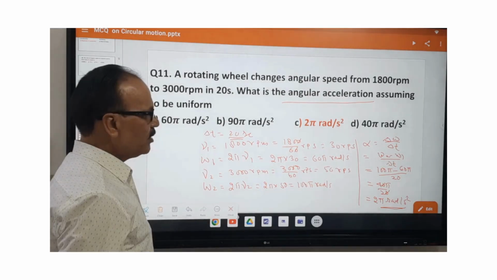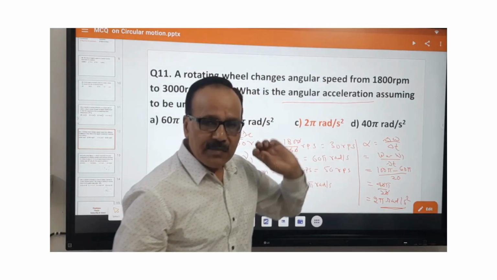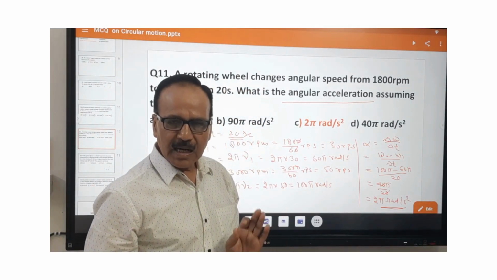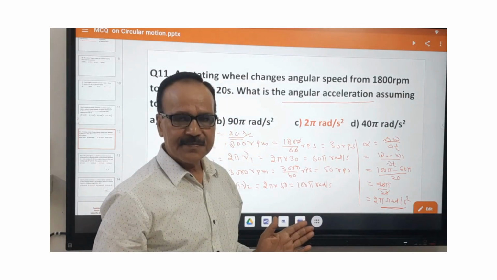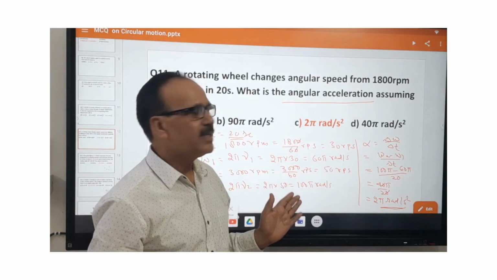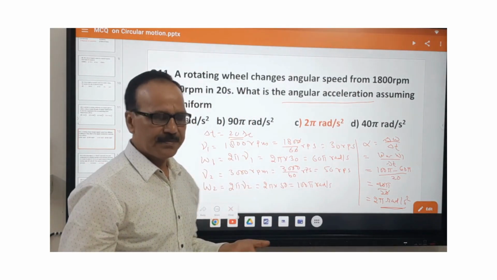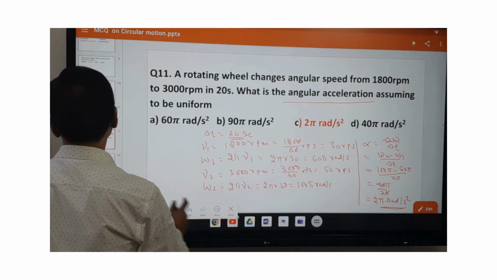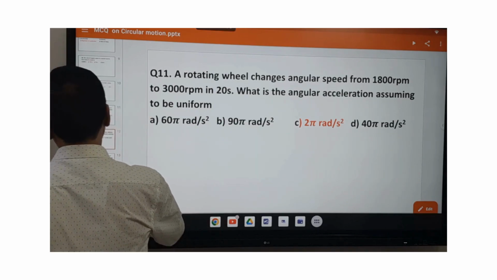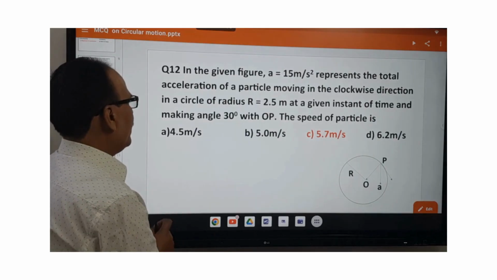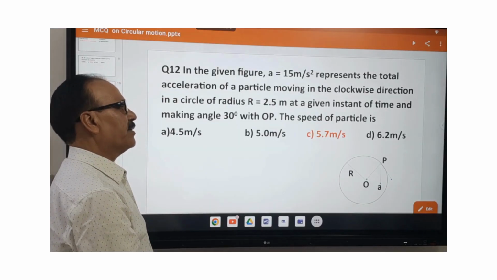So be careful in the question whether the given quantity is angular speed or angular frequency. Angular speed is always given in radian per second and angular frequency may be given in RPS or RPM. Next question. Question number 12. In the given figure, A is equal to 15 meter per second square.